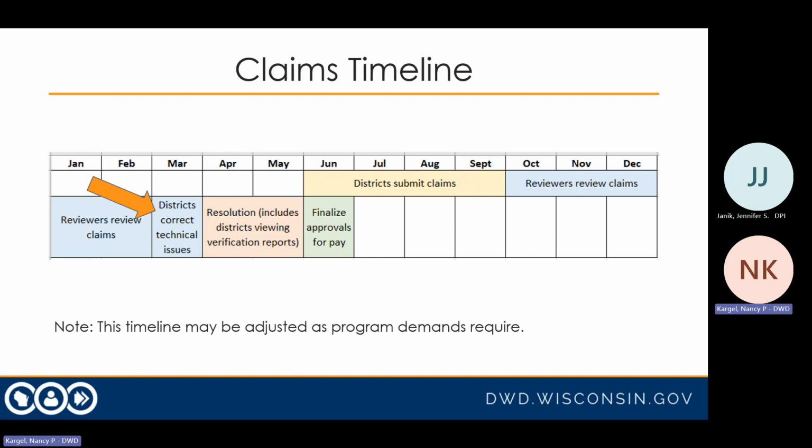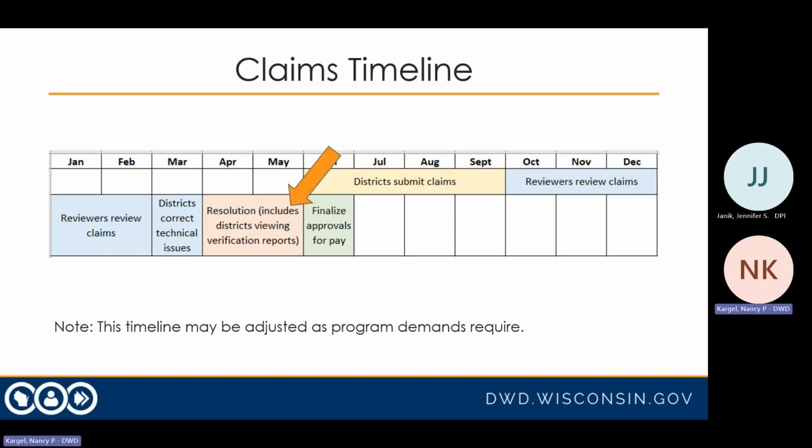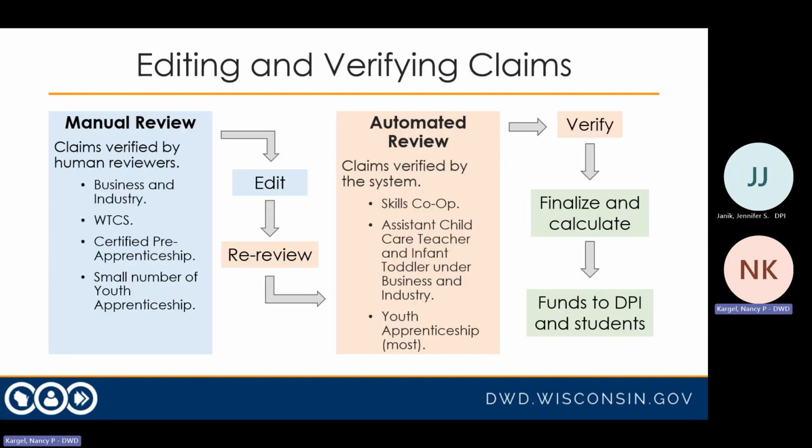This training addresses editing claims with technical issues and verifying the approval for pay status for each claim through the verification report. This slide shows the timeline phases in the context of what school districts do and what DWD and DPI do. More details will be provided in later slides and in the demonstration.